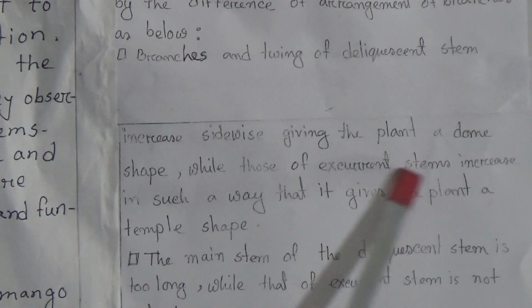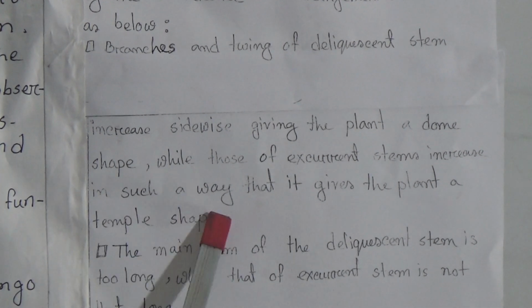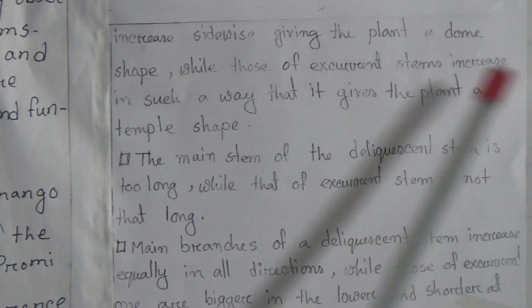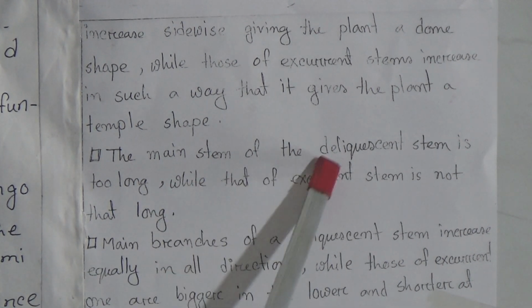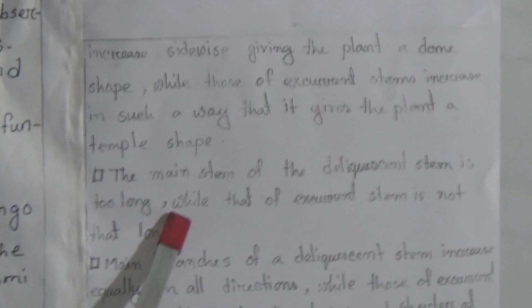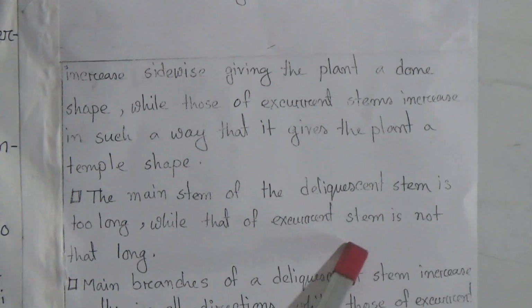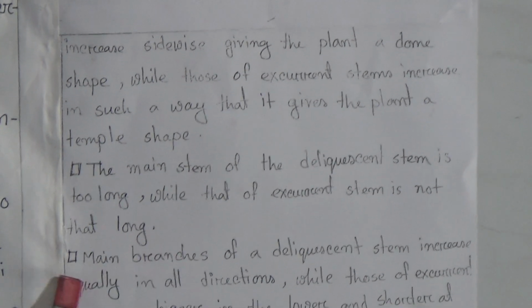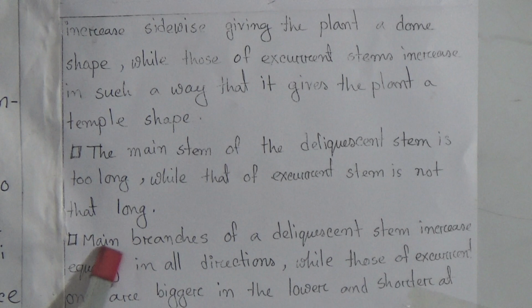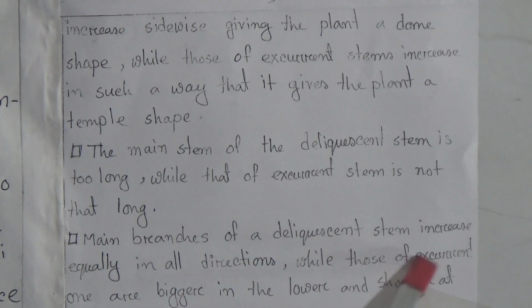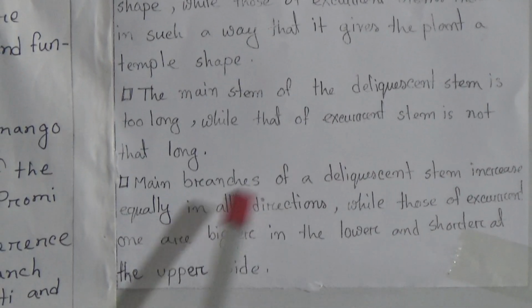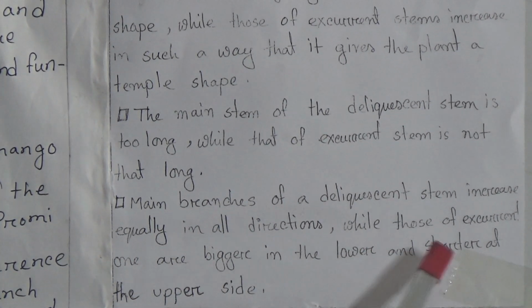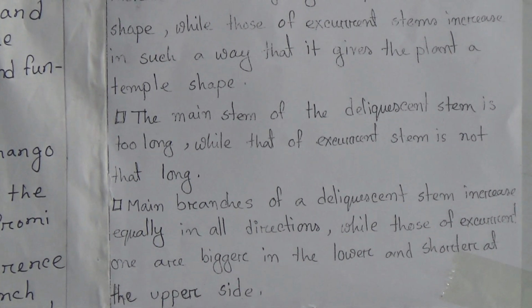Number 1, branches and twigs of a deliquescent stem increase sidewise, giving the plant a dome shape, while those of excurrent stems increase in such a way that it gives the plant a temple shape. Number 2, the main stem of the deliquescent stem is too long, while that of excurrent stem is not that long. Number 3, main branches of a deliquescent stem increase equally in all directions, while those of excurrent ones are bigger at the lower and shorter at the upper side.